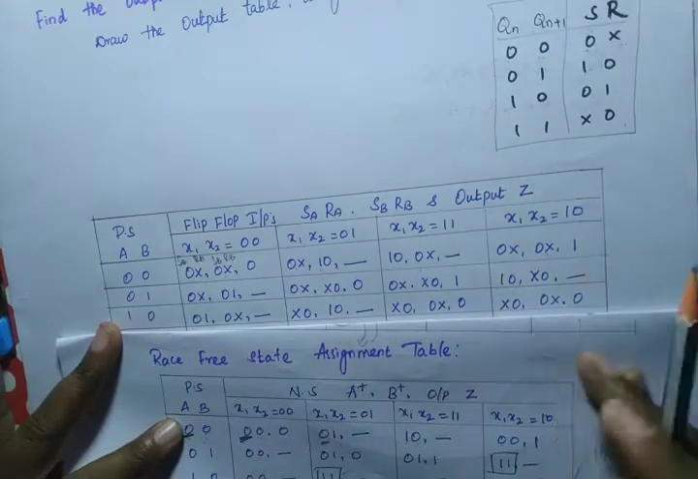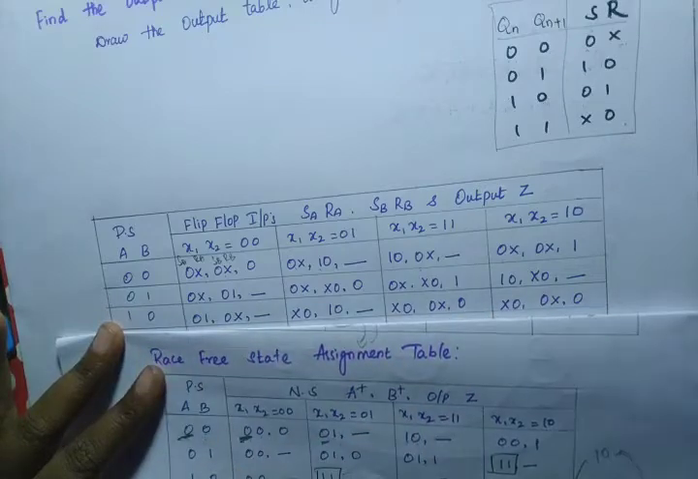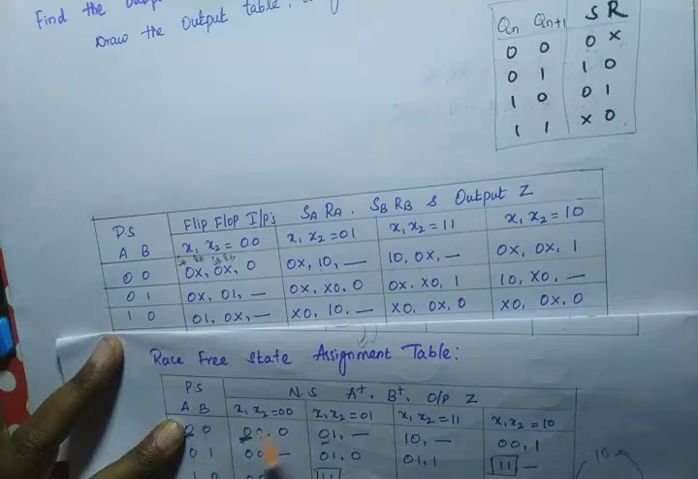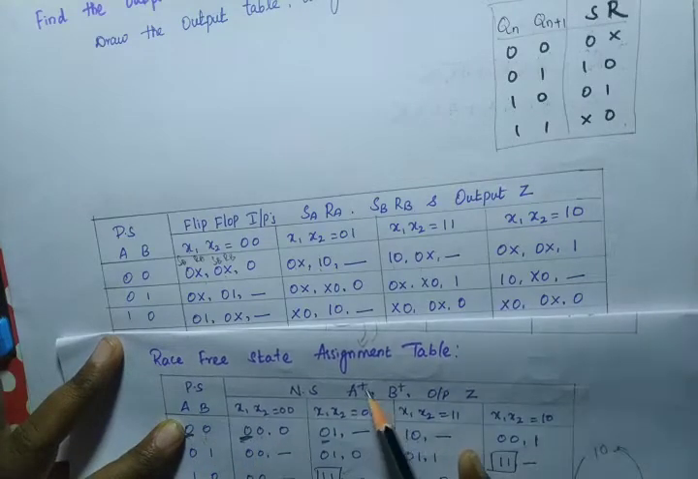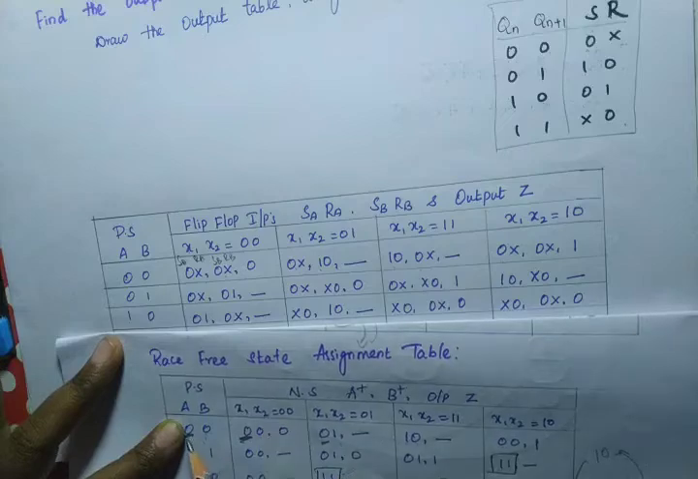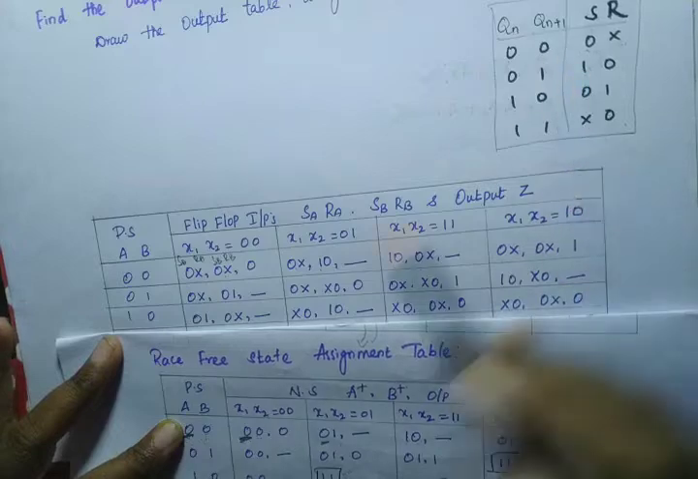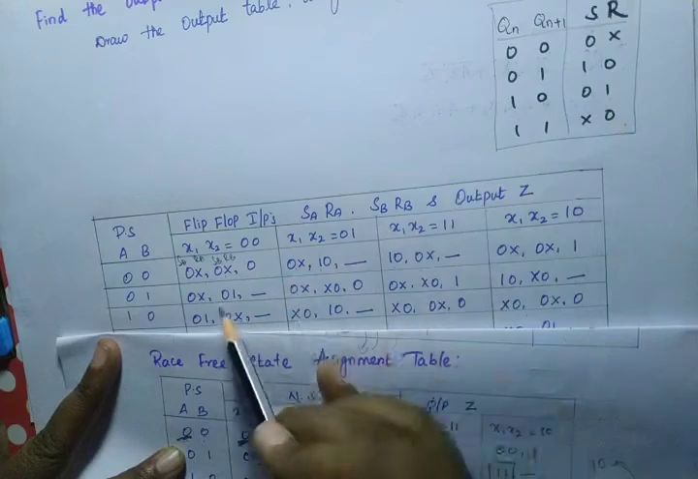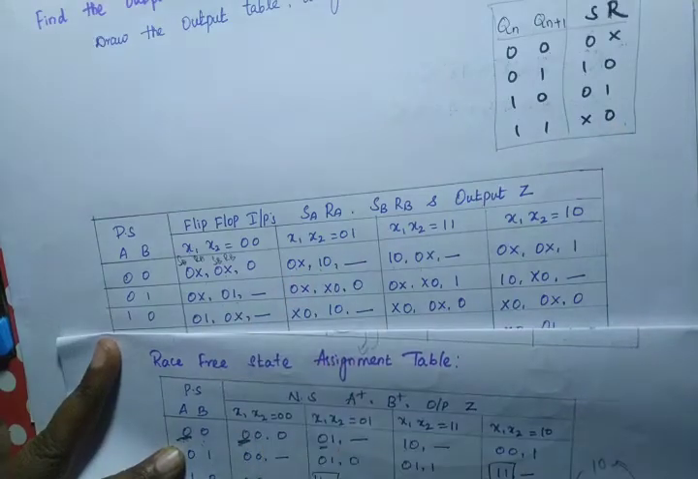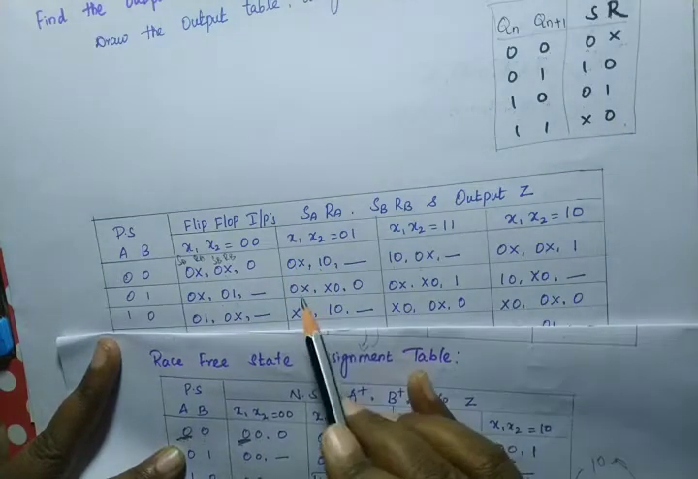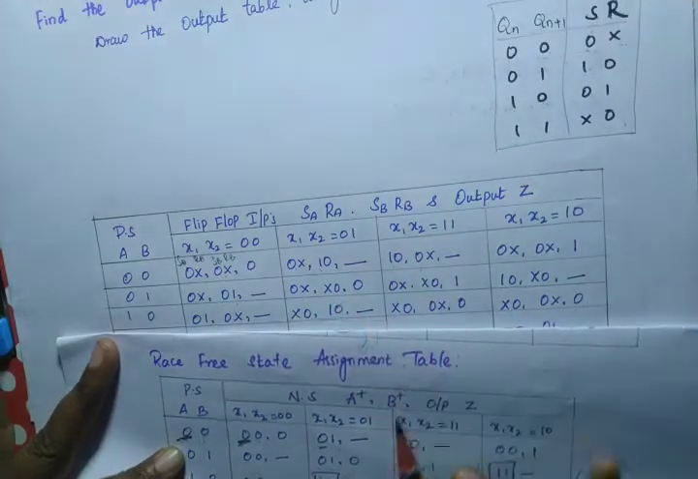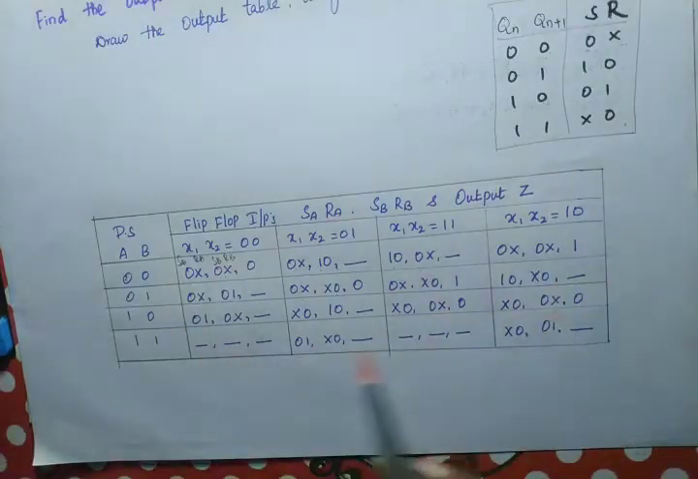So for this race-free assignment table, we have to compare the present state A with the next state A plus, because this is A plus, B plus. Compare this 0 0 and check the 0 0 value in the SR flip-flop table. Here we have 0x. For 1 0 it is 0 1. Next, for 0 0 it is 0x. For 1 1 it is x0. Like this we have to complete this table.